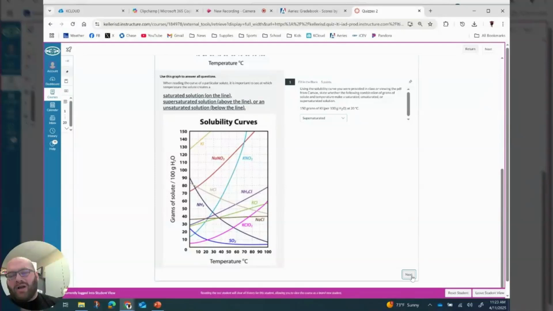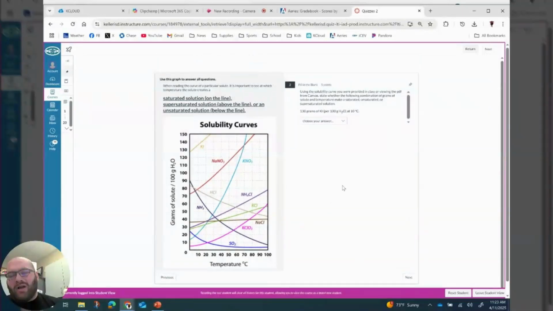So I'll show you one more, and then we'll move on to the other assignment. So this one, 130 grams of KI at 10 degrees Celsius. So here's 130. This first vertical line is 10, and so that is below the KI line. So because it's below, I would choose unsaturated for that one. So the lines will be different, so make sure you see which compound it is. These instructions are all the same for everyone, but the compound will be different, and then the amount of grams and the temperature will be different for all of them. So you're just comparing them.